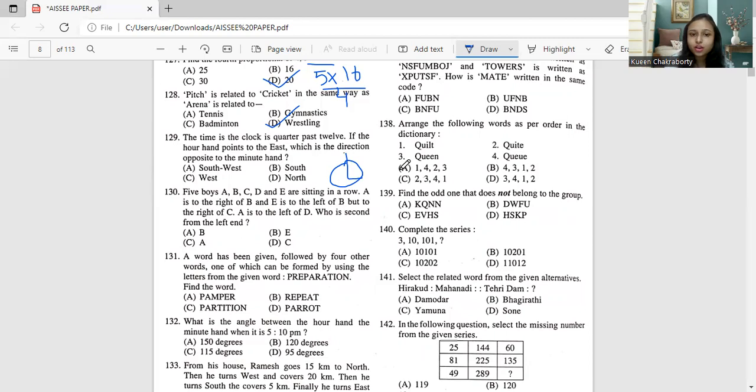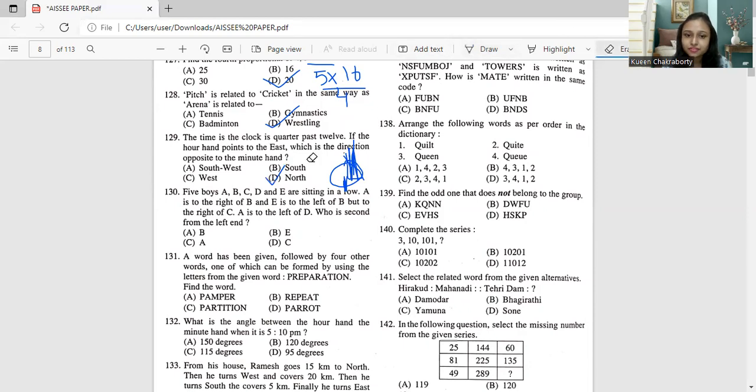Just rotate the clock. This portion will be towards east. This is north, so this will become east. You have to rotate it in this way. If this comes here, the minute hand comes to the south. So what is opposite to the south? Opposite to the south is north. So the correct answer is north.